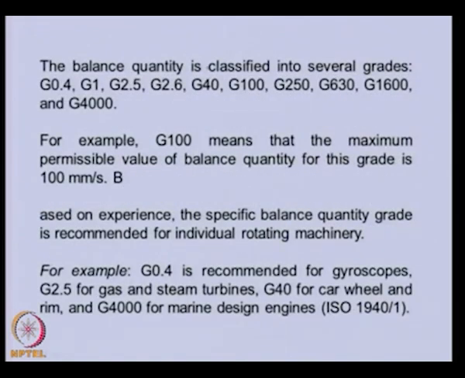Various balance qualities are classified into several grades. So, G 0.4, G 1, G 2.5, like that we can go up to G 4000. For example, G 100 means that the maximum permissible value of balance quality for this grade is 100 millimeter per second.